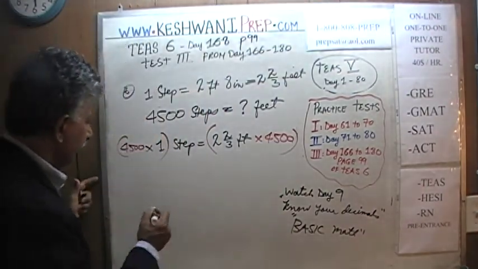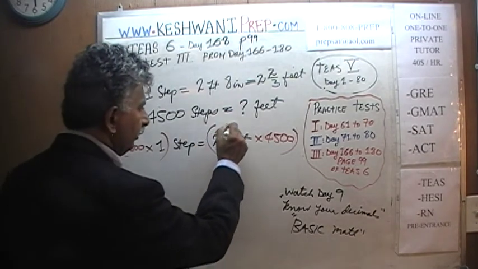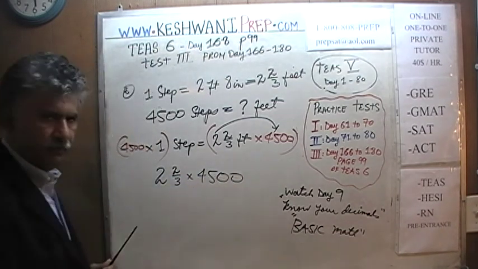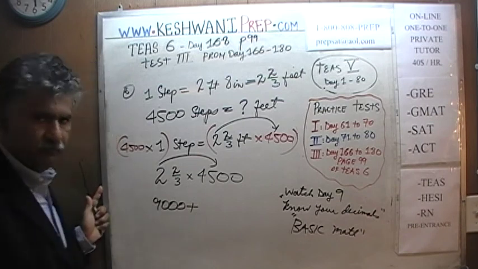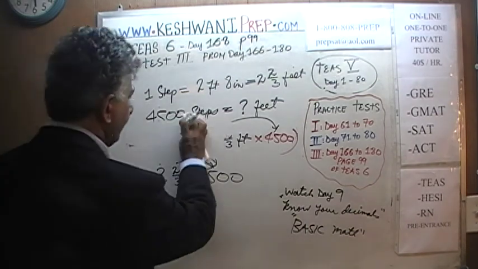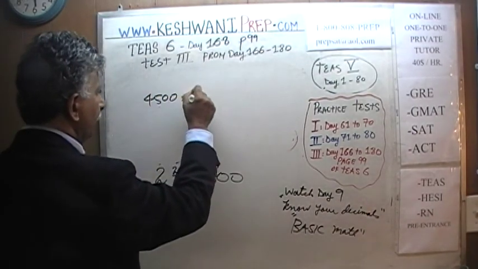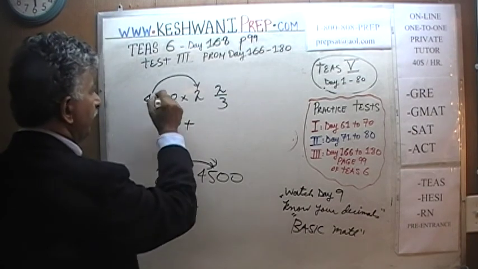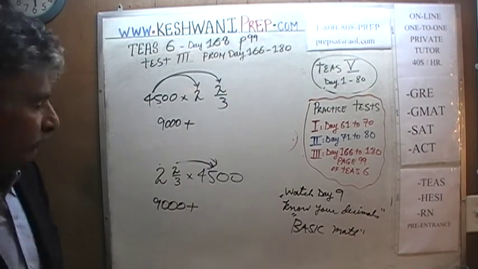This is how we're going to do it. So we have 2 2/3 times 4,500. Okay, watch what happens. Let's first do 2 times 4,500. 2 times 4,500 is 9,000. That was very easy. And now do 2/3 times 4,500. 4,500 times 2 2/3. 4,500 times 2 is 9,000. And then we have to do 4,500 times 2/3. In other words, we have to figure out 2/3 of 4,500. Let's do it on the bottom here.